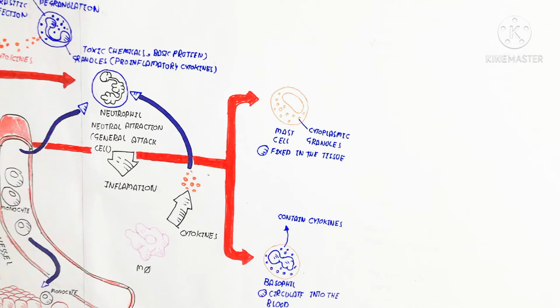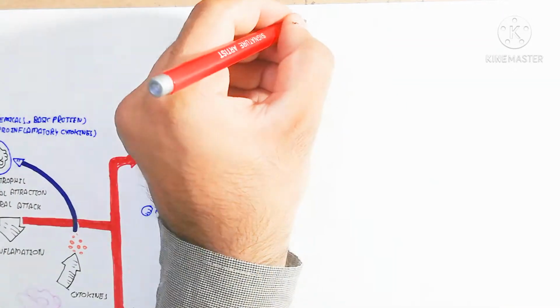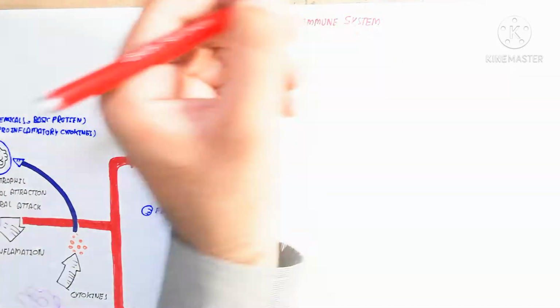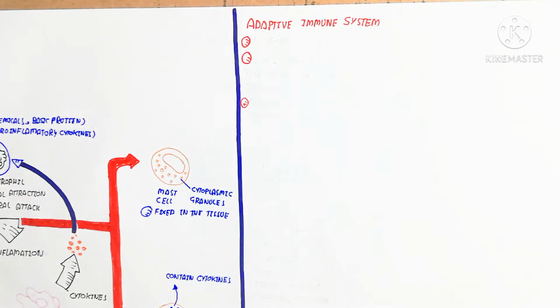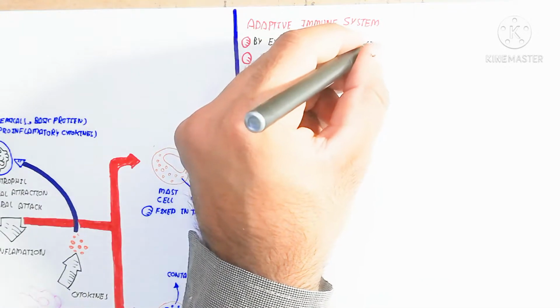So the mast cell contains cytoplasmic granules and is fixed in the tissue. The mast cell contains histamine, heparin, and is linked to the neuroimmune system. It is involved in anticoagulation and inflammatory response, and the basophil also contains cytokines, circulates in the blood and prevents blood clotting. And heparin, it is also responsible for the allergic reaction, triggered by the allergen.